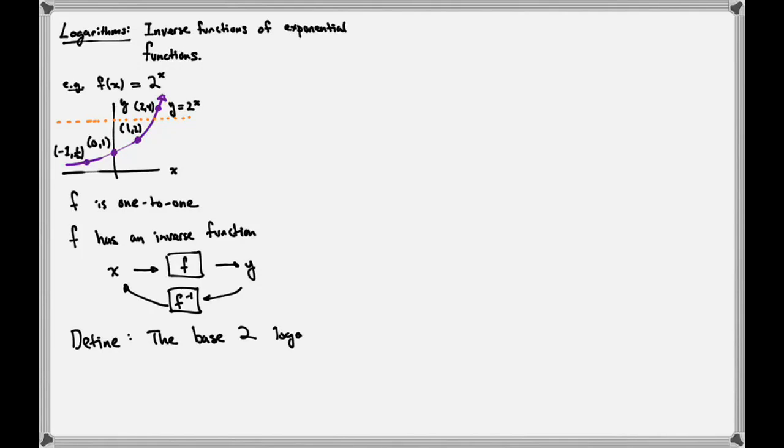The base 2 logarithm is the inverse function of my function above, of my exponential function. And its value at y, f inverse of y, has this notation for logarithms, log base 2 in this case, because that's the base I'm working with for the exponential function, of y.